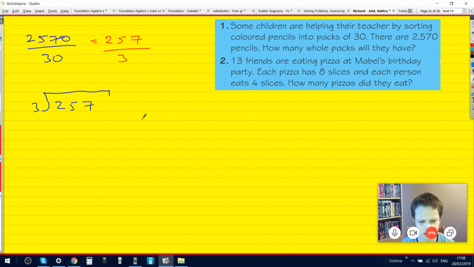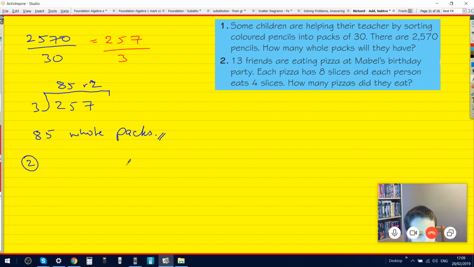Okay, I have an answer. I got an answer of 85 remainder 2. So 85 remainder 2, and so how many whole packs will they have? They will have 85 whole packs. Yeah, 85 whole packs. There's a remainder. Well done.